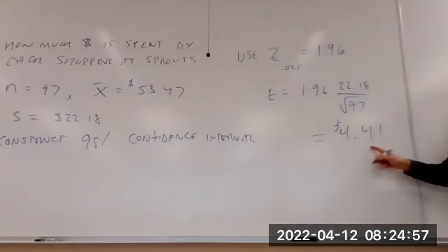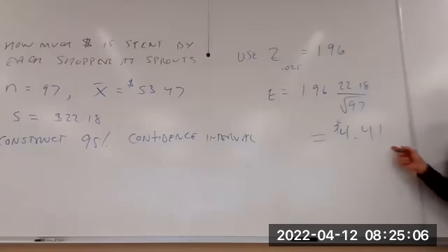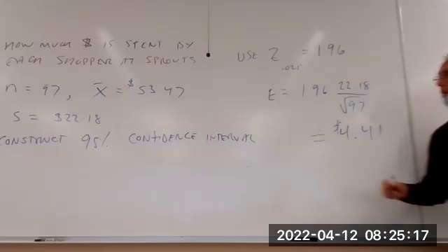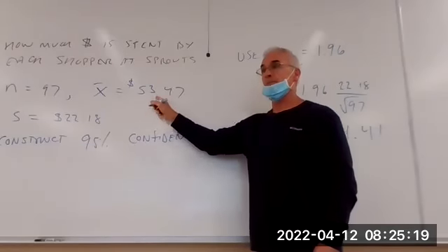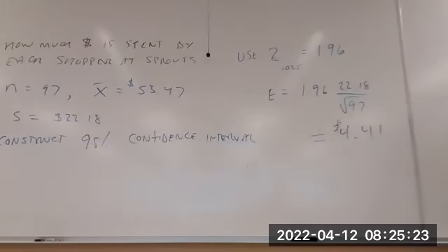I can't add inches to dollars, can I? I can't add number of cats to dollars. I kind of have to add dollars to dollars. I say that kind of jokingly, but you have to have the same units and you can't combine them. So my error is in dollars, as everything else in the calculation. So what am I going to do? It's going to be this number plus or minus this number. And that's where the true mean lives.